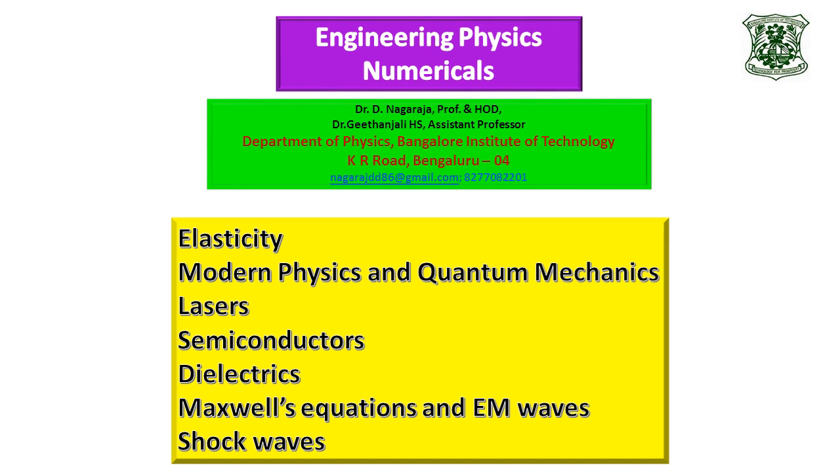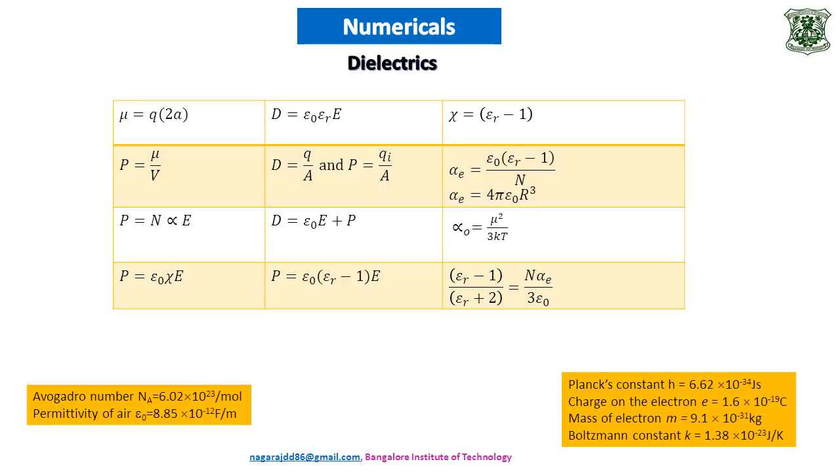This time we shall discuss numerical problems from dielectrics chapter. Come, we shall proceed. As usual, we have to list out the equations. See the equations here. The first one is for dipole moment. It is a product of magnitude of charge and distance of separation. Second one is for polarization. It is net dipole moment per unit volume.